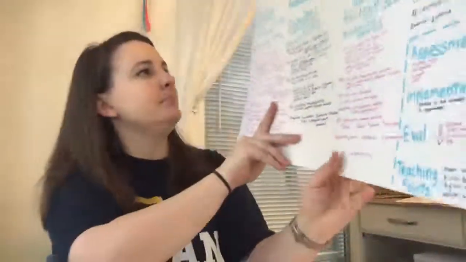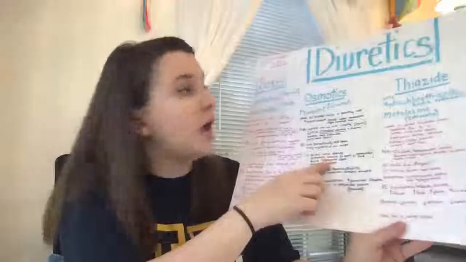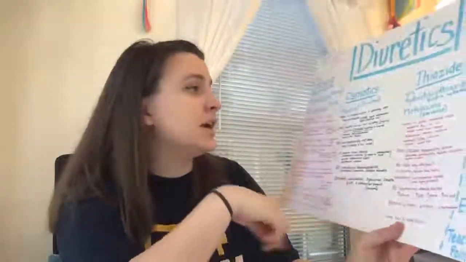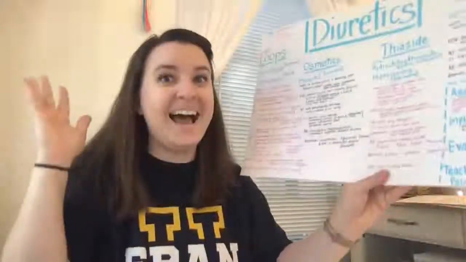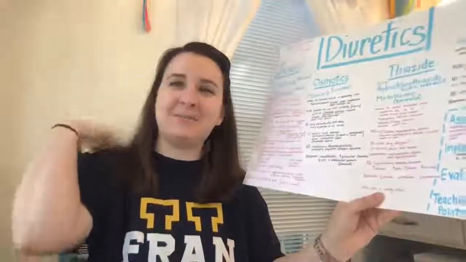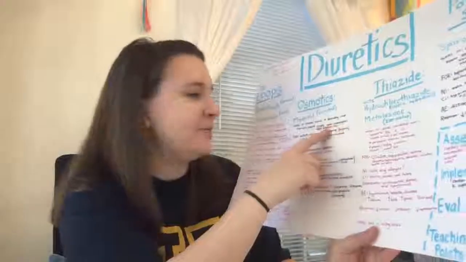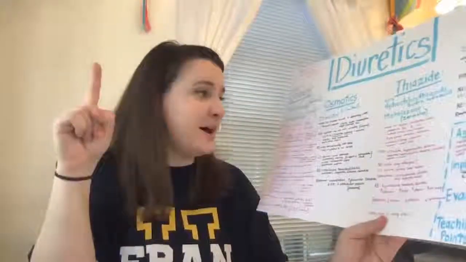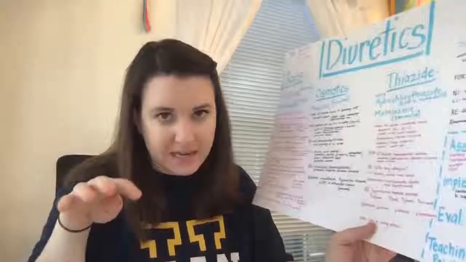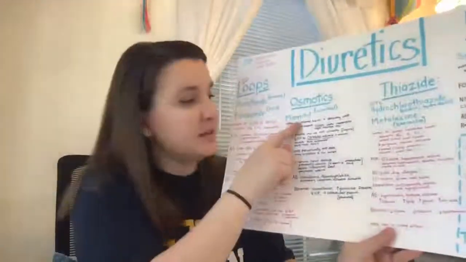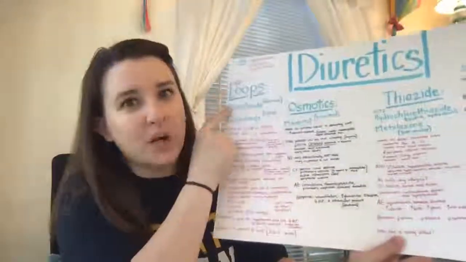Just remember that. Okay, the next class, which is a little bit less potent than the loop, is osmotic diuretics. This drug is mannitol, and the brand name is Osmotrol. These drugs work in the proximal tubule and the descending loop of Henle. They increase osmotic pressure and stop water reabsorption, but there can also be a slight electrolyte loss. So osmotics work in the proximal tubule and the descending loop. Loops work in the loop of Henle.